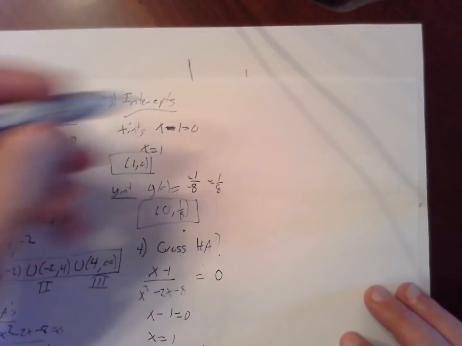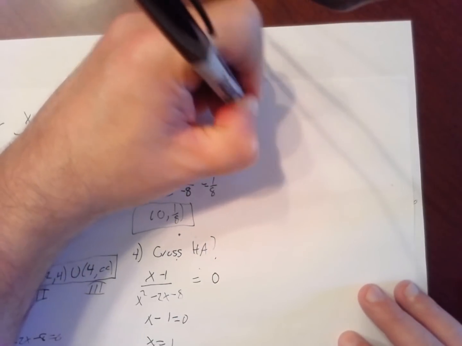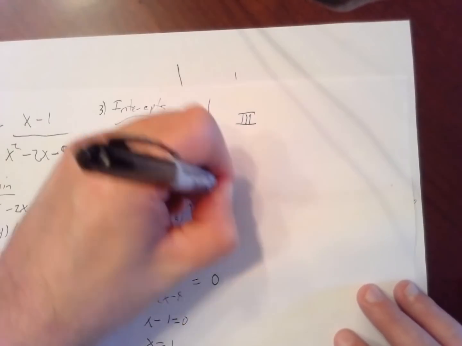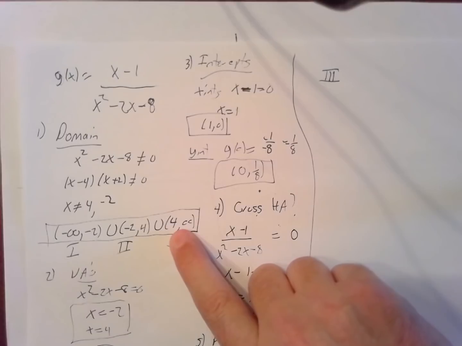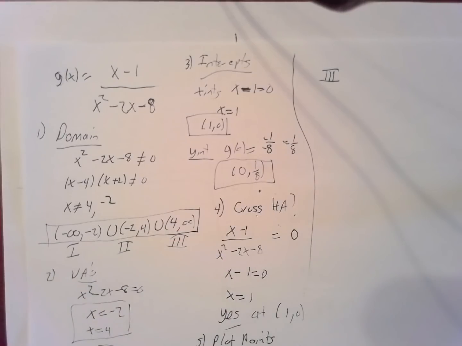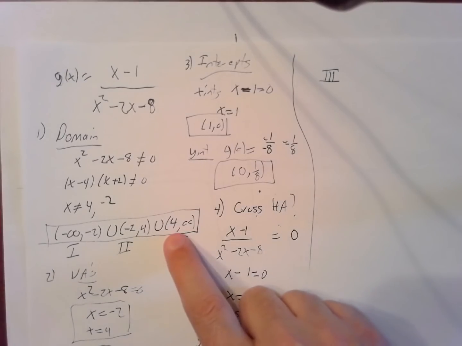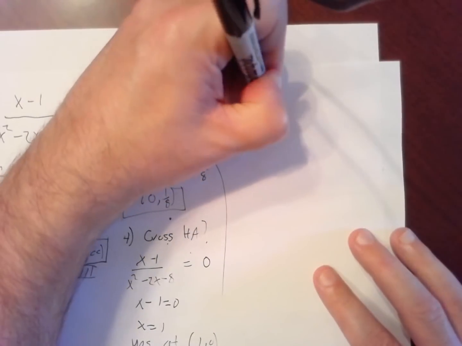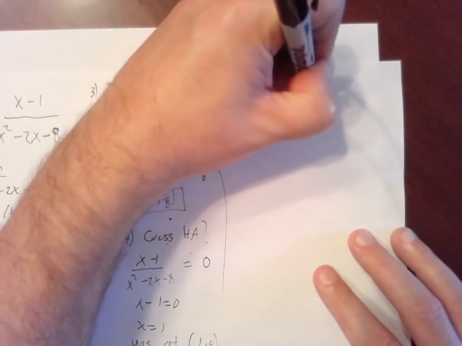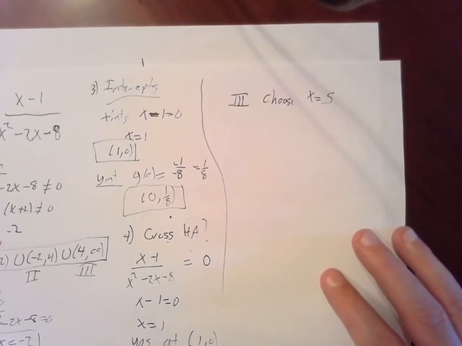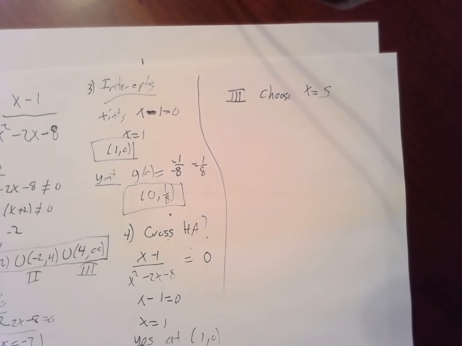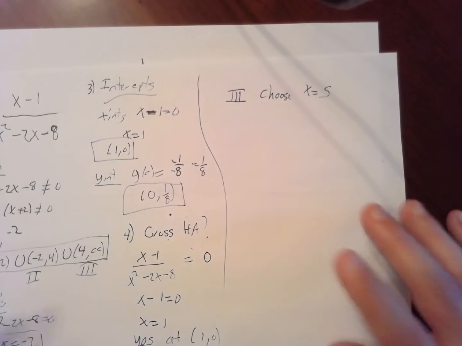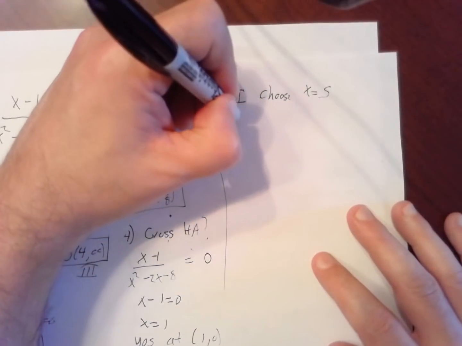So now we do the same thing for section 3. For section 3, I pick an x value that lives in section 3. So maybe 5? Anything bigger than 4 will work. So choose x equals 5. Or 7, or 23.6. Any number bigger than 4.